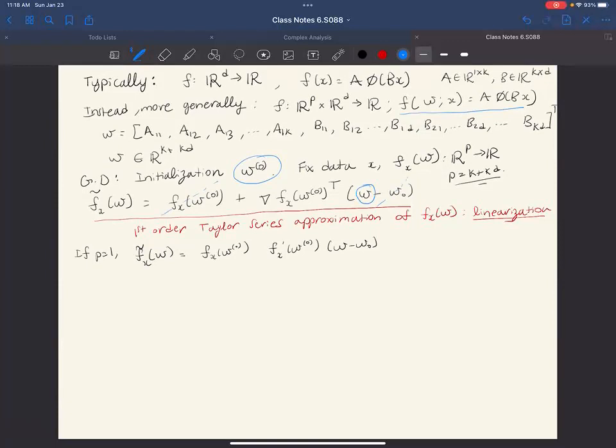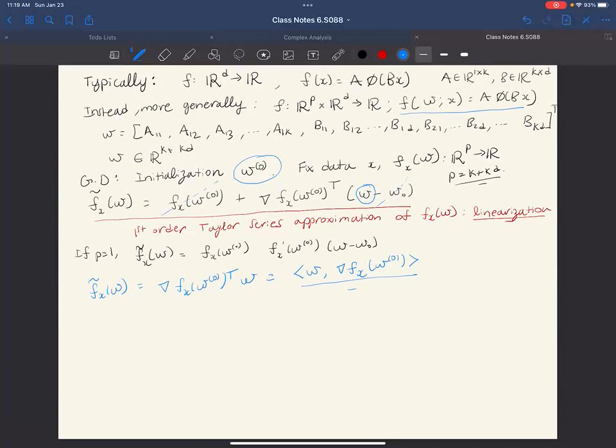What does this look like? Well, we are now using a model where, and let me write this in blue because it's not an exact model, let's just say for now, f tilde of x at w is just the following. Well, this actually just looks like an inner product between w and gradient f of x at w naught.